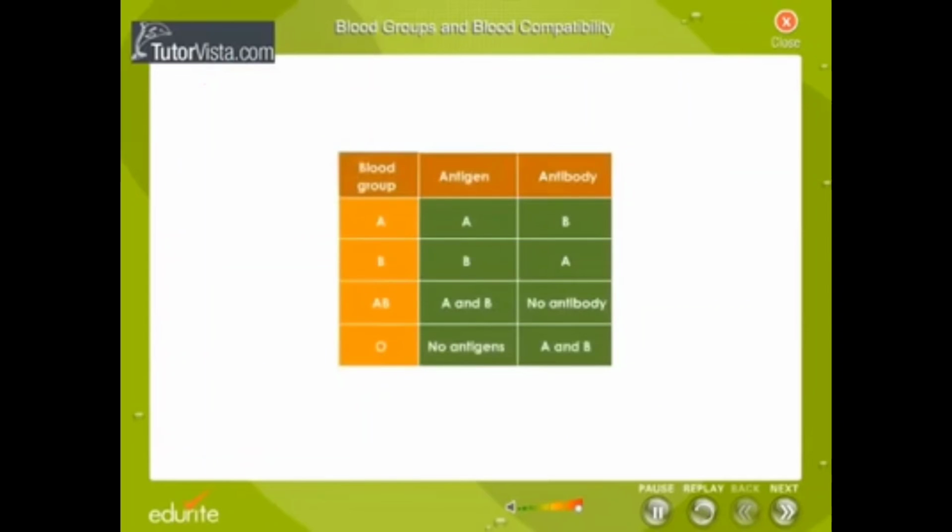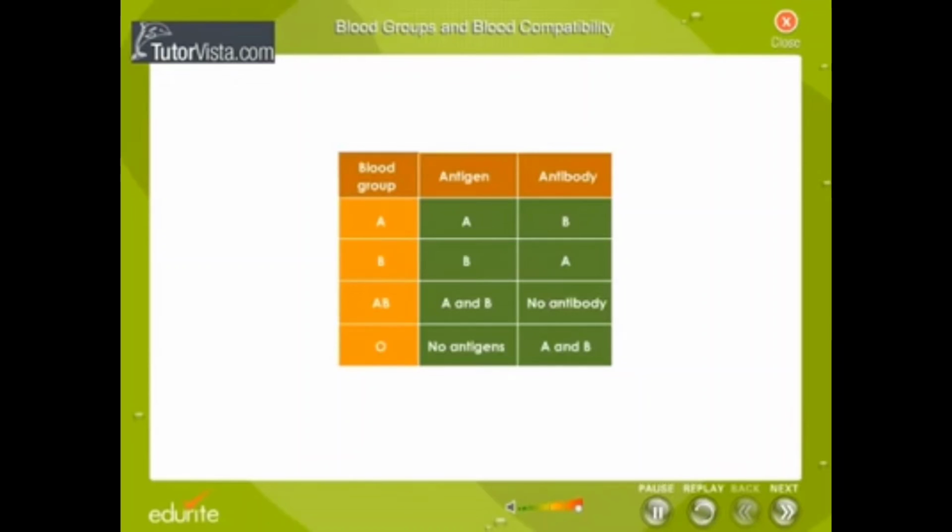The antibodies A and B in the plasma can react with corresponding antigens and coagulate the blood. So plasma of A group blood will have only B antibody. In B group blood, A antibody is present. AB group has no antibody, while O group has both A and B. The reaction between antigen and antibody has a lot of significance in medical science.